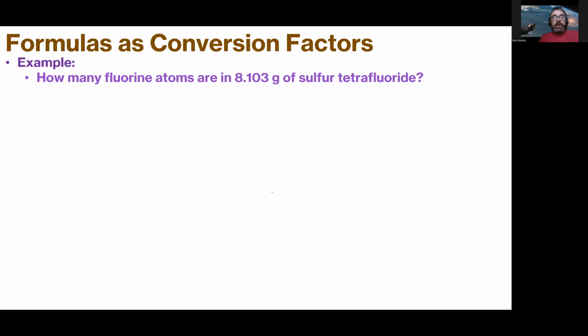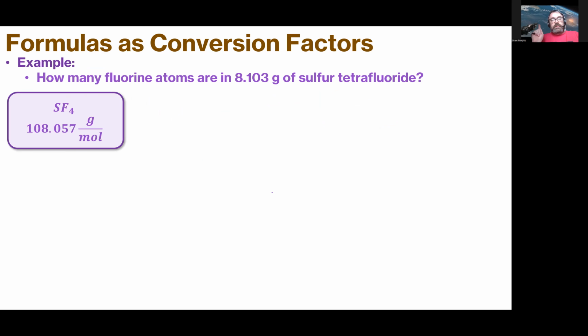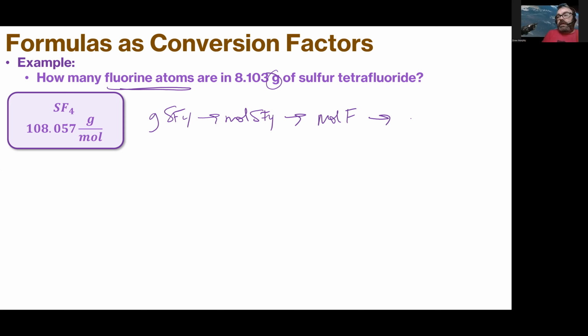So here's our question. How many fluorine atoms are in 8.103 grams of sulfur tetrafluoride? I've figured out the molar mass for us. So there it is. We're given grams and we're looking for fluorine atoms. That means we're going to go grams SF4 to moles of SF4. The moles relate to the moles of fluorine, and then we can get to atoms of fluorine. Does that make sense? So let's do it. Start with what we're starting with.